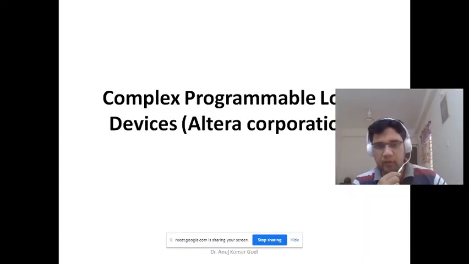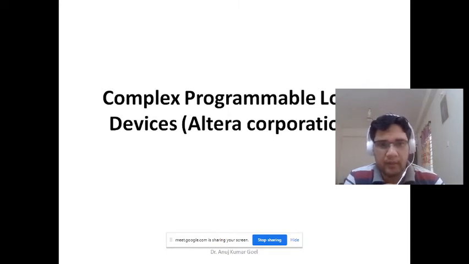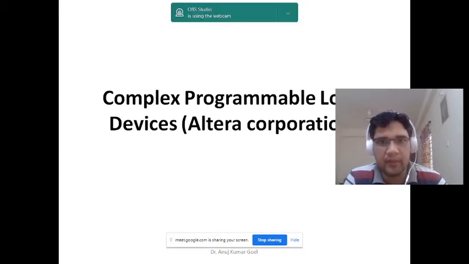Okay, second chapter of Unit 1 is about the CPLDs, complex programmable logic devices. And in this chapter, basically, for reference, there are a few circuit diagrams, and these are from the Altera Corporation. Altera is a company which fabricates or manufactures the CPLD and different programmable devices.